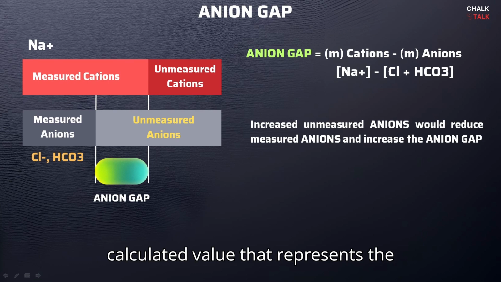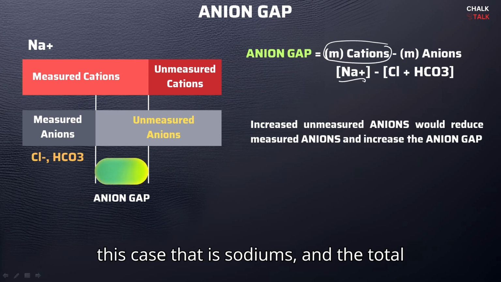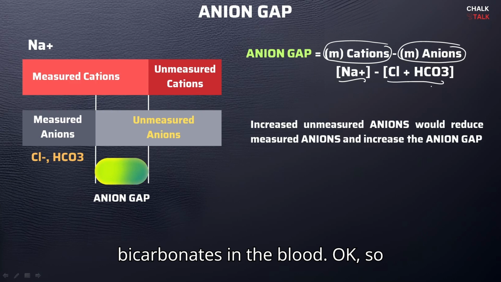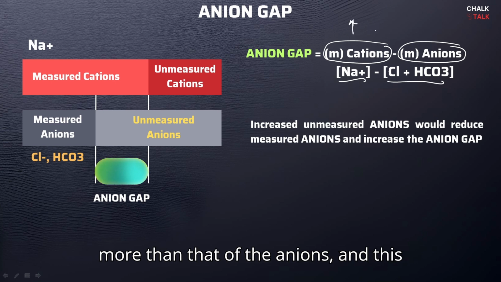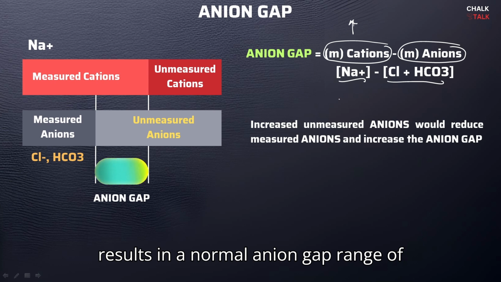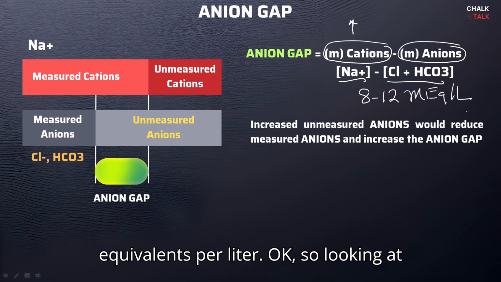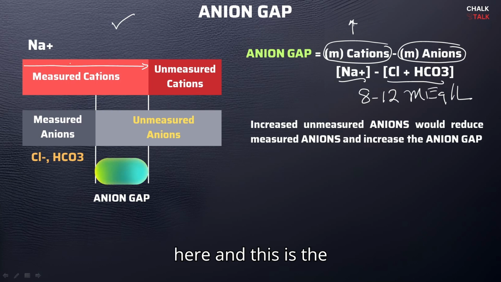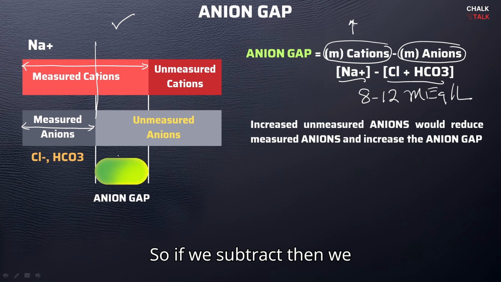All right, so the anion gap is a calculated value that represents the difference between the total concentration of measured cations, in this case sodiums, and the total concentration of the measured anions, in this case chlorides and bicarbonates in the blood. Typically the concentration of the measured cations is more than that of the anions, and this results in a normal anion gap range of 8 to about 12 milliequivalents per liter. Looking at the illustration here, this is the measured cations right here, and this is the level of the measured anions. If we subtract, we get this anion gap right there.